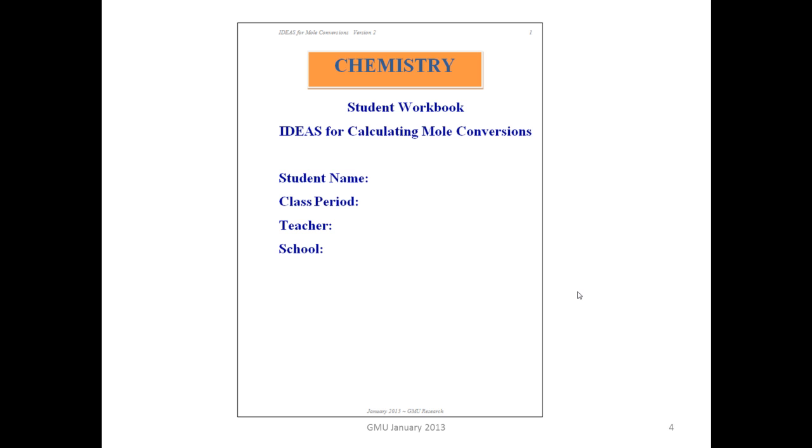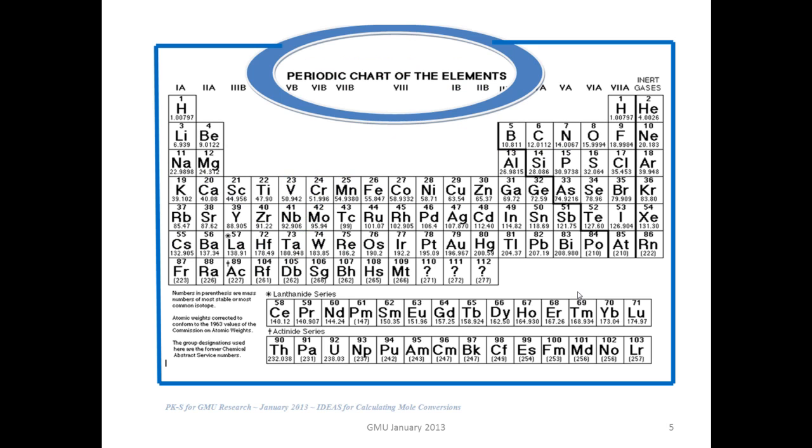Students will each have a student workbook for this module. If you have your student workbook already, at the end of this movie, make sure that you get your name, class period, teacher, and school written on the front page. Another material that you'll be using frequently is a laminated periodic chart of elements, or we often refer to it as the periodic table.